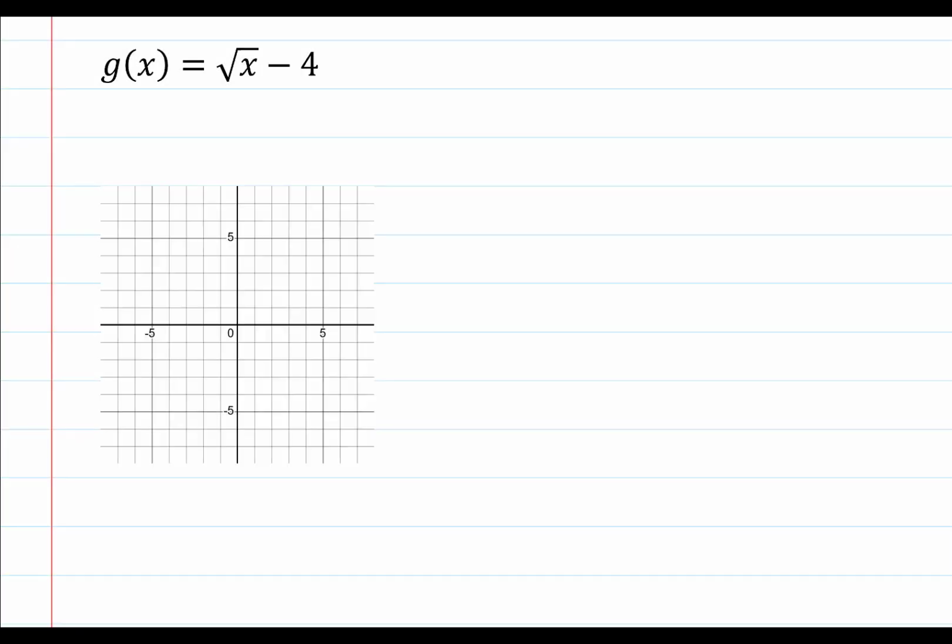Let's now go to g of x is equal to the square root of x minus 4. Again, my parent function is y equals the square root of x, making a table to illustrate the points I'll plot to graph that parent function. I'll have x coordinates of 0, 1, and 4 with outputs of 0, 1, and 2. Notice I'm not including any negative x coordinates, because my function is undefined for those. Plotting this, I will get half of a parabola opening to the right.